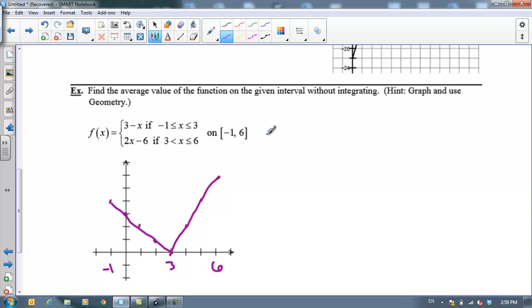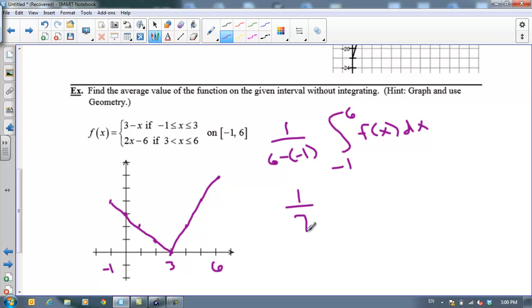So what we're going to do is set up the integral. The average value would be 1 over 6 minus negative 1. We're just not going to use the integral to do it. 1 over b minus a times the integral from negative 1 to 6 of f of x dx. We do the area under the curve divided by the width. That will give you the average height. So we're going to do this without integrating.